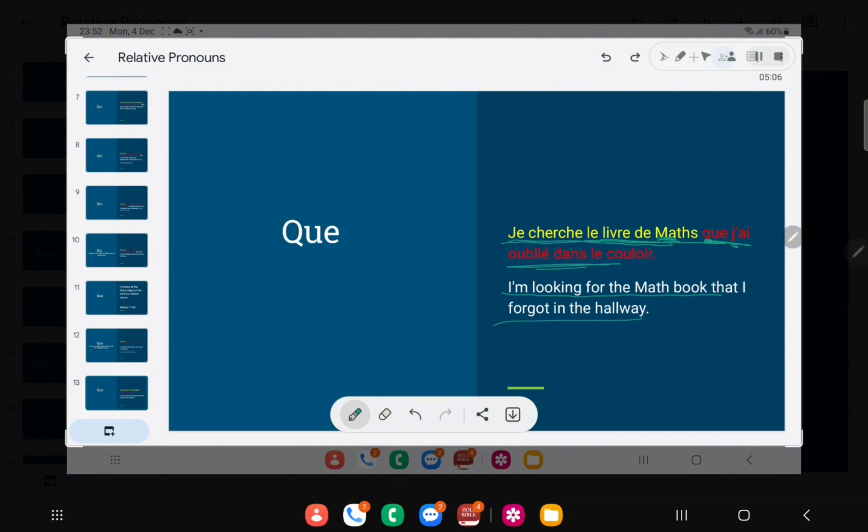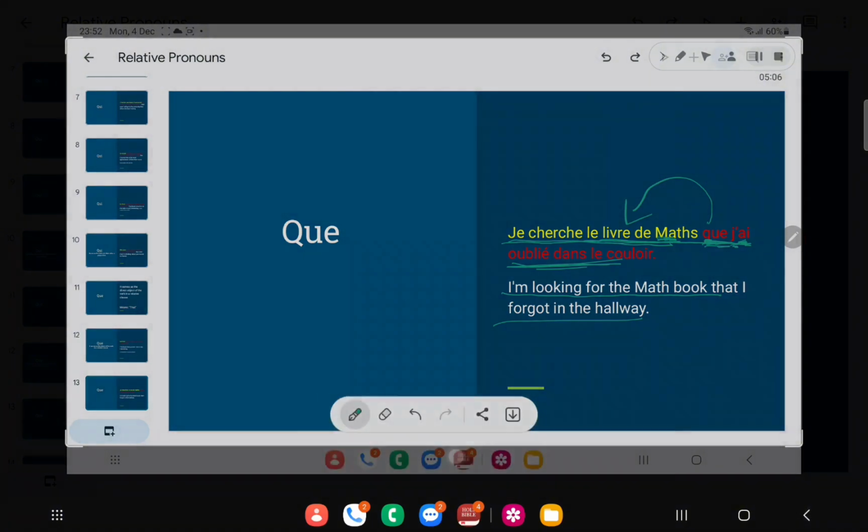Also, que is functioning as the object of the verb avoir. This que is kind of an alter ego to livre de maths, representing livre de maths in the relative clause. Because after all, we are talking about pronouns. Our basic understanding of pronoun is that it replaces nouns. So in this case, que, qui, and other pronouns we are going to handle, they all replace the main object or subject in the relative clause.